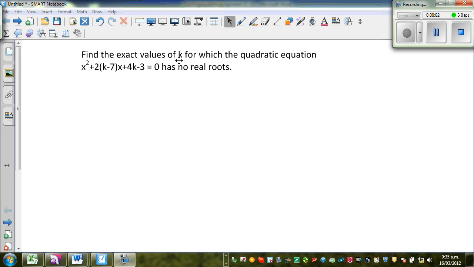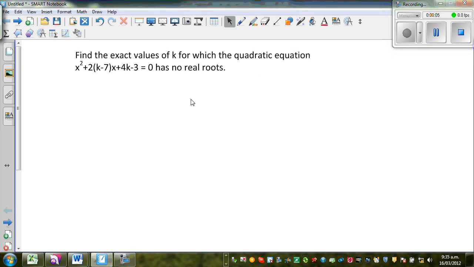Let us look at this question, which is an excellence question at level 2 and even helpful for level 3 algebra. Find the exact values of k for which the quadratic equation x squared plus 2 times (k minus 7) times x plus 4k minus 3 has no real root.